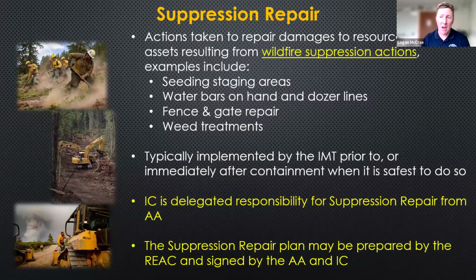So some examples of suppression repair would include, but are not limited to, seeding staging areas, water bars on hand and dozer lines, fence and gate repairs, and weed treatments. A lot of the suppression repair activities are going to be very similar across federal ownerships and also a lot of private land ownerships, depending on the jurisdiction.